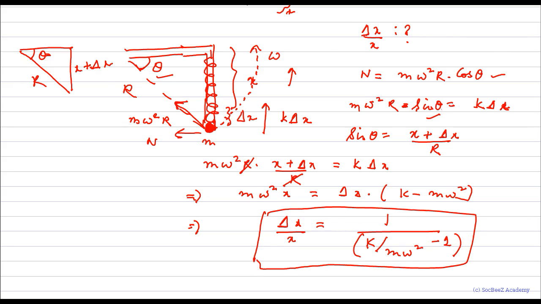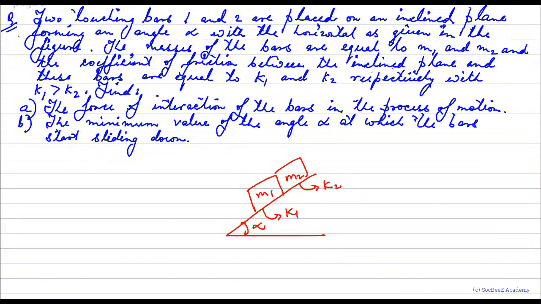Fine. Now let us begin with the next problem in the topic of dynamics, which is this. Two touching bars 1 and 2 are placed on an inclined plane forming an angle of alpha with the horizontal as given in the figure. The masses of the bars are equal to m1 and m2 and the coefficients of friction between the inclined plane and these bars are equal to k1 and k2 respectively, with k1 greater than k2.